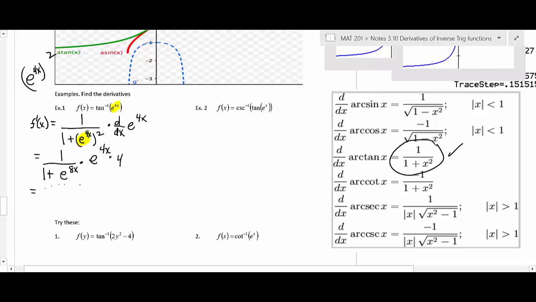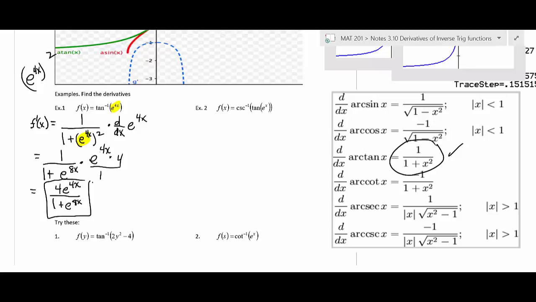If we put this together, I would just multiply straight across and get 4e to the 4x over 1 plus e to the 8x, like that. That would be your simplified derivative. That's all you can do. You can't cancel, no factoring, you're done. Okay, everybody follow that okay? So that is a basic chain rule for an inverse tangent. That's how you're going to apply that, okay?